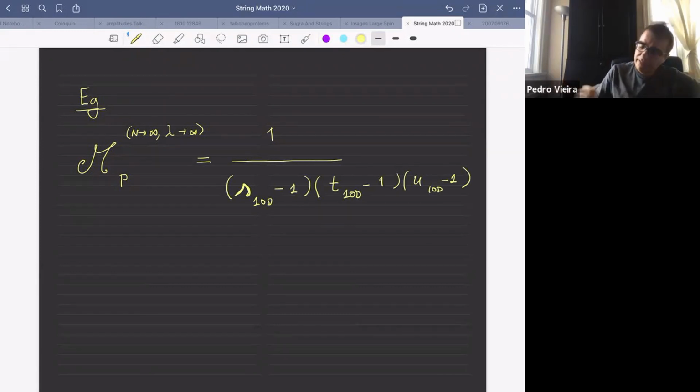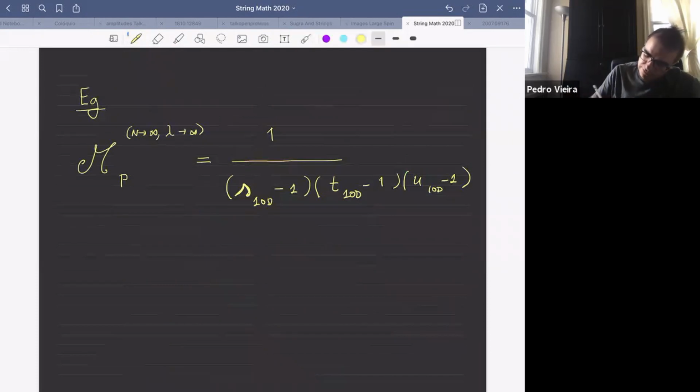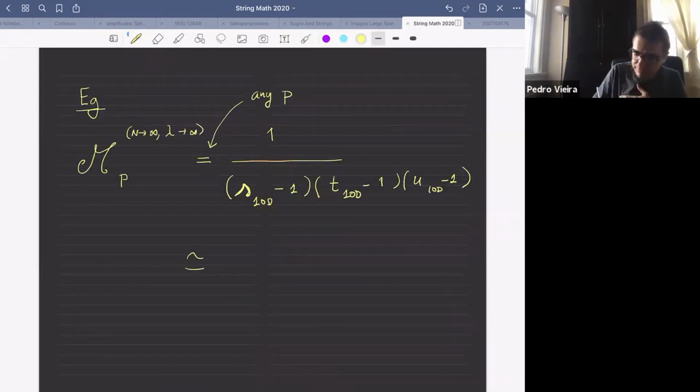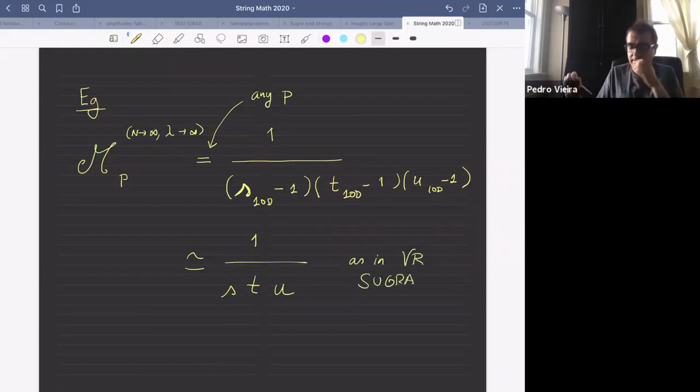Okay. And then you see that this definition of S 10D is the sum of S plus S tilde, the sphere and the AdS, minus some variables. And at the saddle points, they are big. P is big, so these variables are big at the saddle point. And so this expression, which so far is exact, this is for any P, when I evaluate it at the saddle point, it becomes exactly 1 over S T U as in Virasoro-Shapiro supergravity, as in 10D flat space supergravity, when they become large.